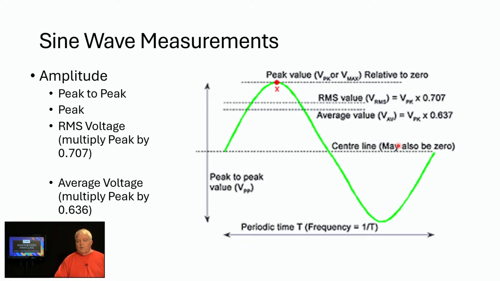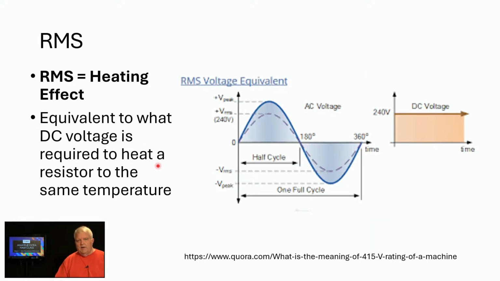Now another one is RMS, or root mean squared voltage. It's 0.707 times the peak voltage with a sine wave. And RMS has to do with heating. It's the amount of power that is contained to heat something up to a particular temperature. You can compare it to if you had a DC voltage and then an AC voltage.